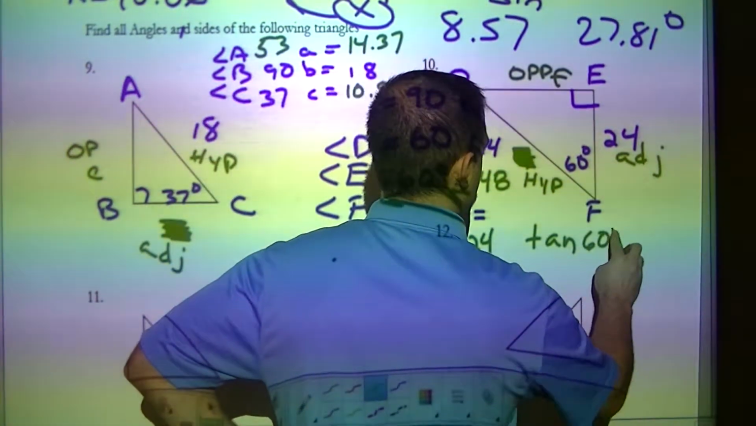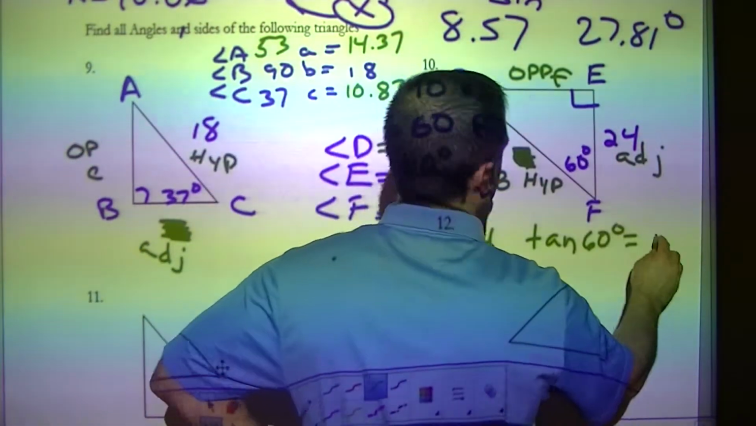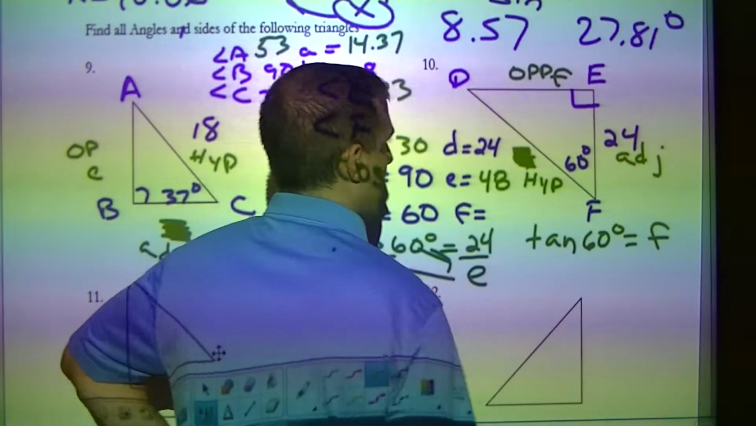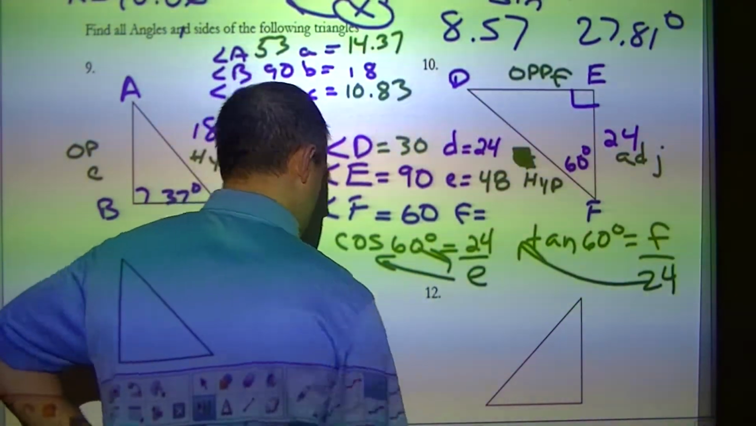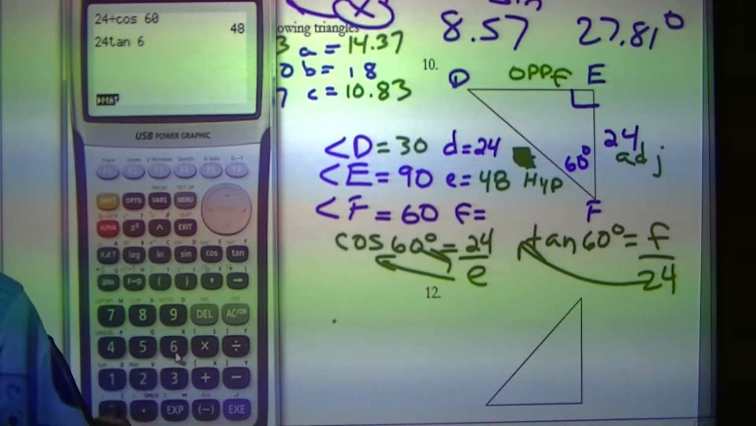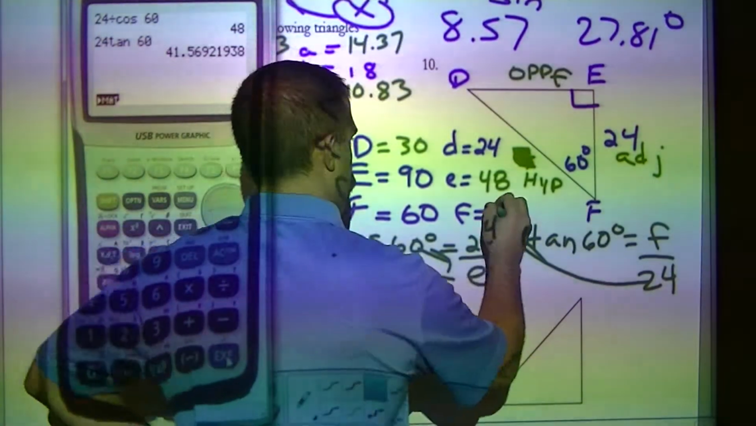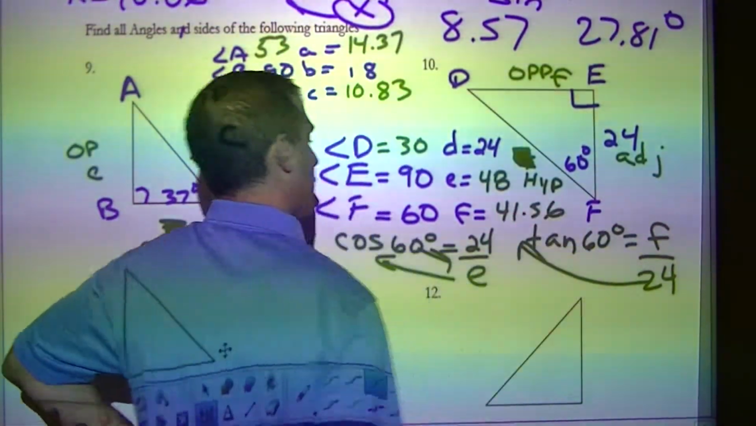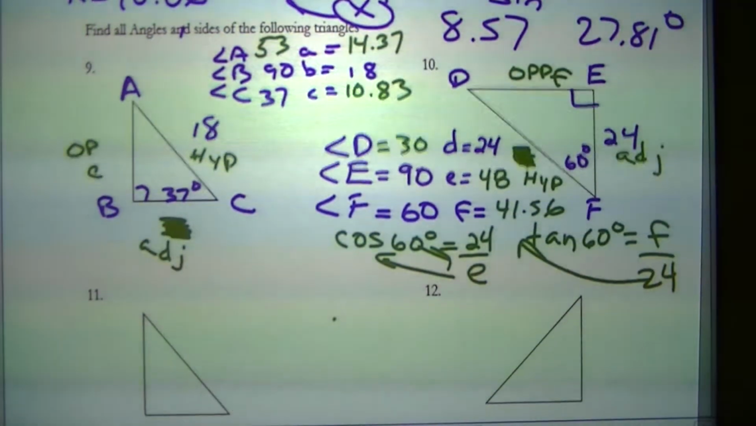So tan of 60 degrees, okay? I've got the opposite, which is little f, over the adjacent, which is 24. To solve this one, I move that 24 up. So I'm going to have 24 tan of 60, and I get 41.56. So little f is 41.56. Like I said, keep that same angle. Don't write everything in there. It makes it a lot easier, okay?